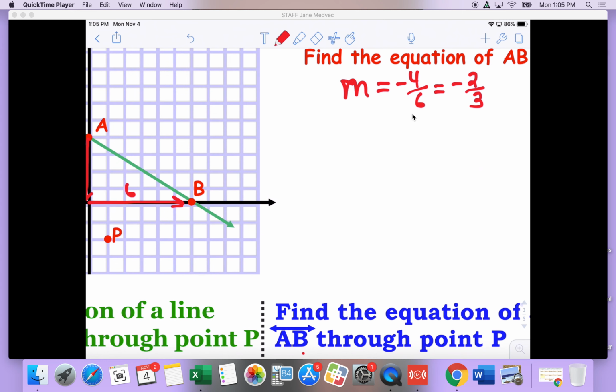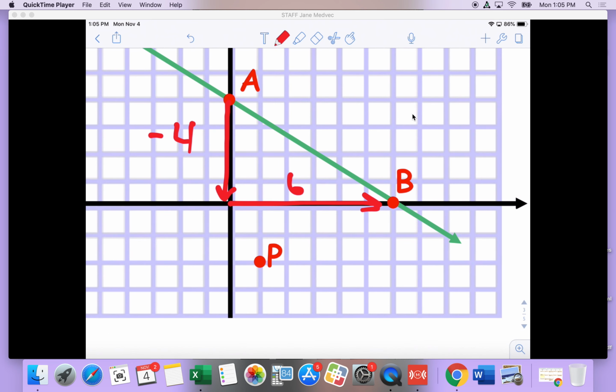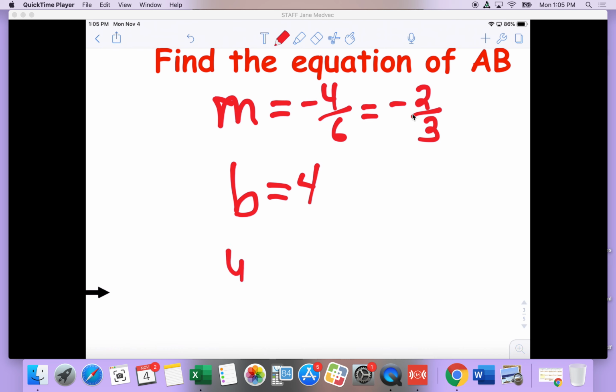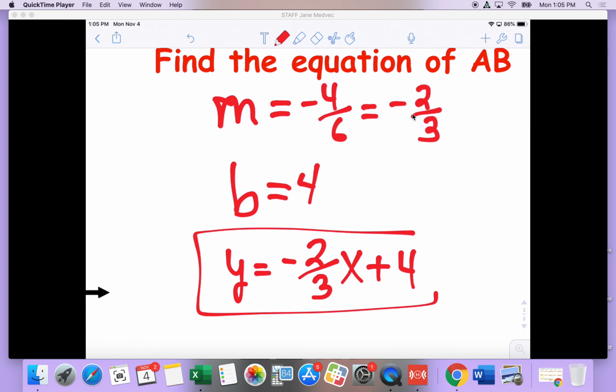Do I know my b? What's my b? It's 4. Yep. So this was 0, 4. So my b is 4. So y equals -2/3 x plus 4. That's the equation of the line. Questions on that?